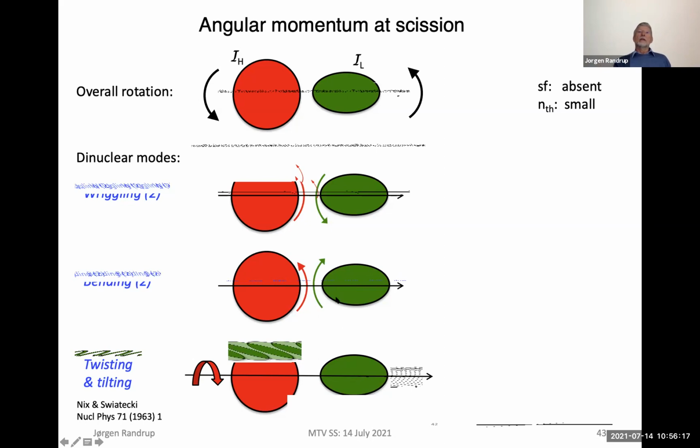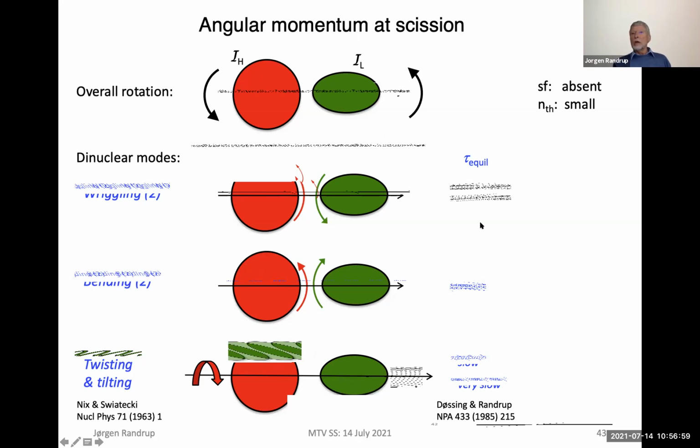And then finally there are the modes where they rotate parallel to the axis. One is called twisting, where they rotate in opposite directions, and one is called tilting, where they rotate in the same direction. So there are six such modes. They were named a long time ago by Nix and Swiatecki, and Moretto used these modes and made a statistical model of angular momentum. He said, okay, let's just assume all the modes are populated statistically. This is quite a reasonable assumption, and then you can calculate how much angular momentum you get.